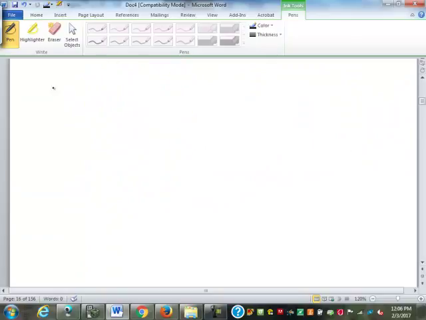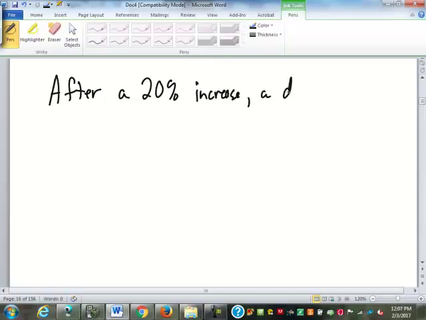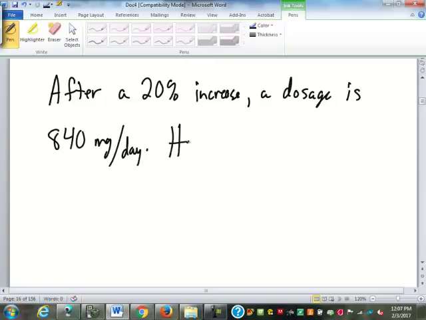Similar to that, let's say that after a 20% increase, a dosage is 840 milligrams per day. How much did it increase?